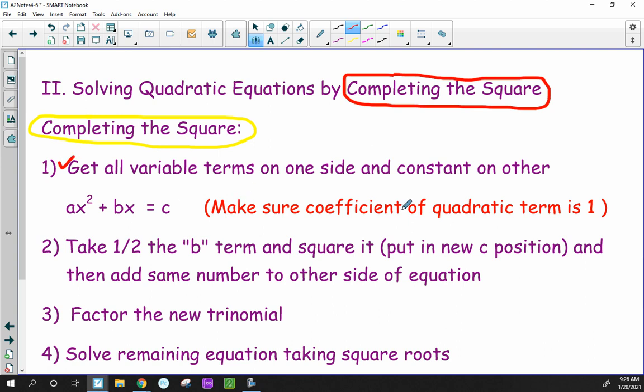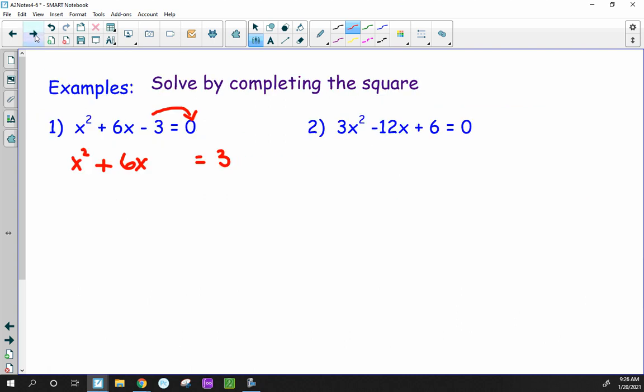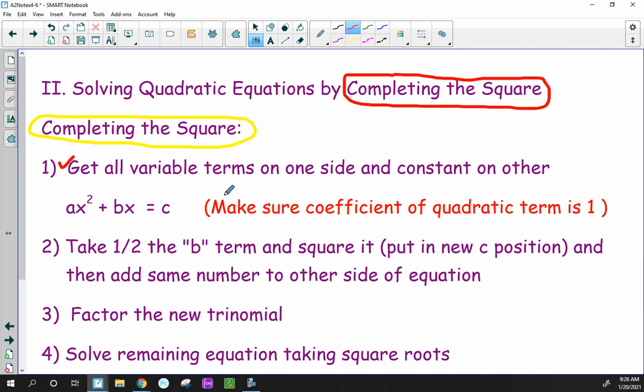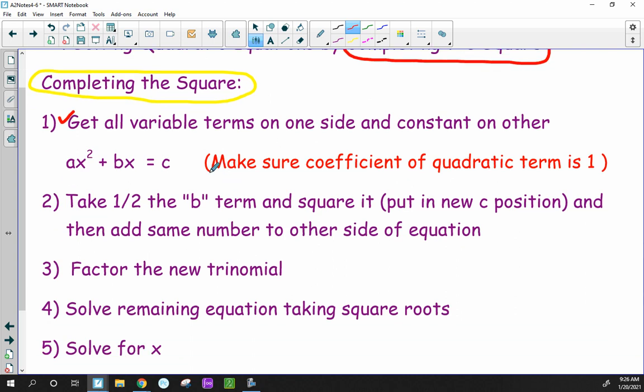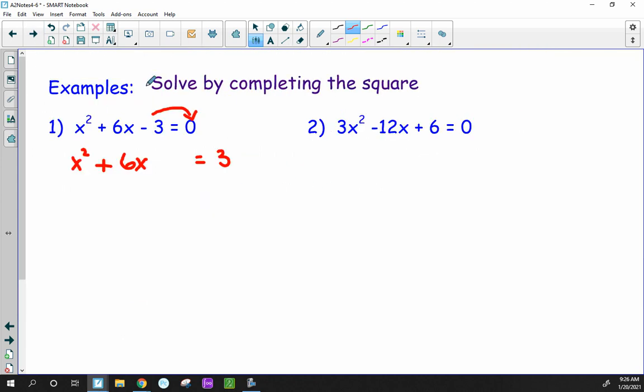Also, I need to make sure the coefficient of the quadratic term is 1. When it's not, you have to actually divide through by that number, and we will see that later. Okay, so in this case, I have a 1 here. I'm good to go. Going back to the previous slide, step 2, you are now supposed to take half the b term and square it. Half the b term. So in this problem, my b term is 6. Now it's actually a positive 6, but you don't necessarily have to worry about the sign.